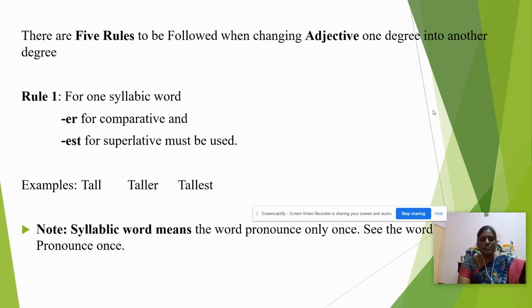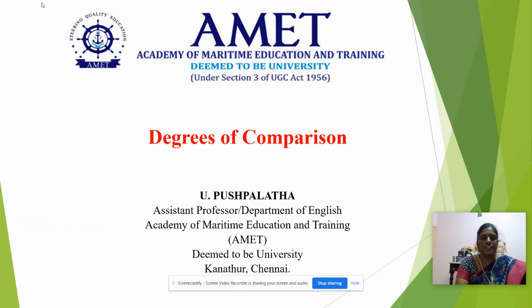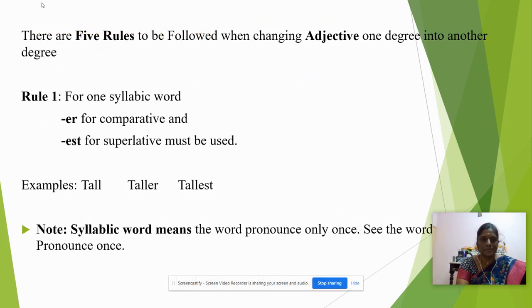We are going to learn 5 rules when changing from one degree into another degree. We have 5 rules to be followed, then we can easily change from one degree to another degree. Particularly, we are going to change the adjective.